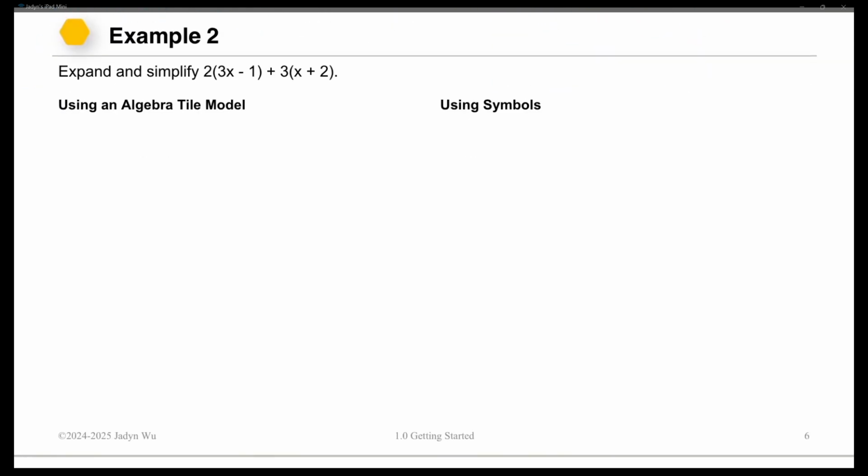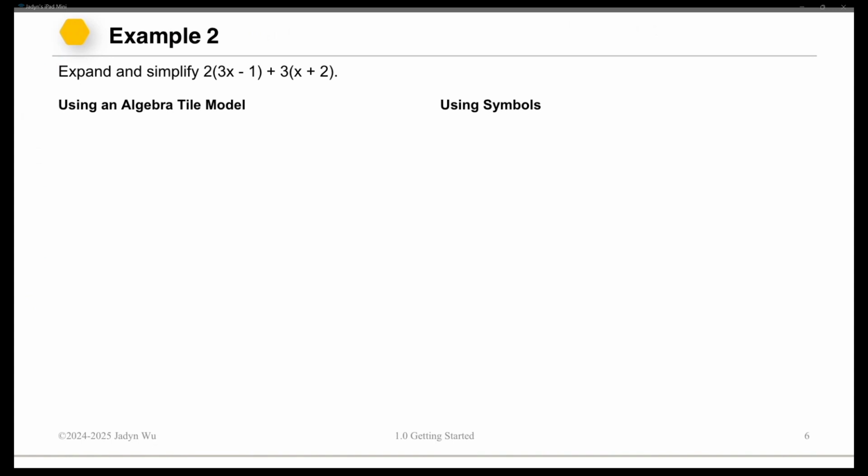Now for example 2, we want to expand and simplify this equation: 2 times 3x minus 1 plus 3 times the sum of x plus 2. We can use 2 methods. Firstly is using an algebra tile model, and the second one is using symbols. Like an algebra tile model, I can just draw it very quickly.